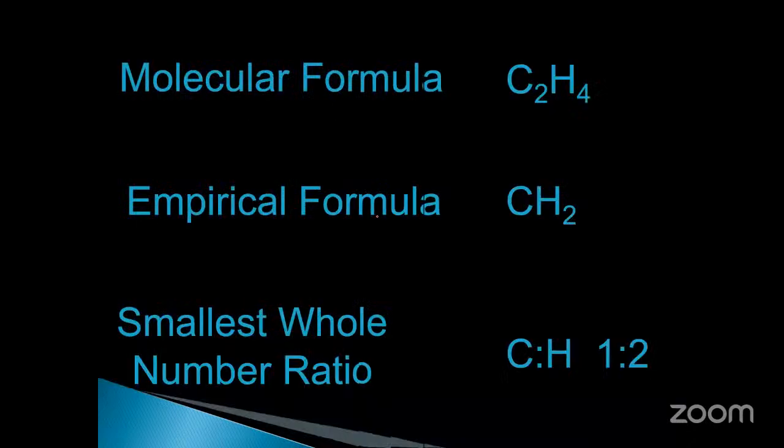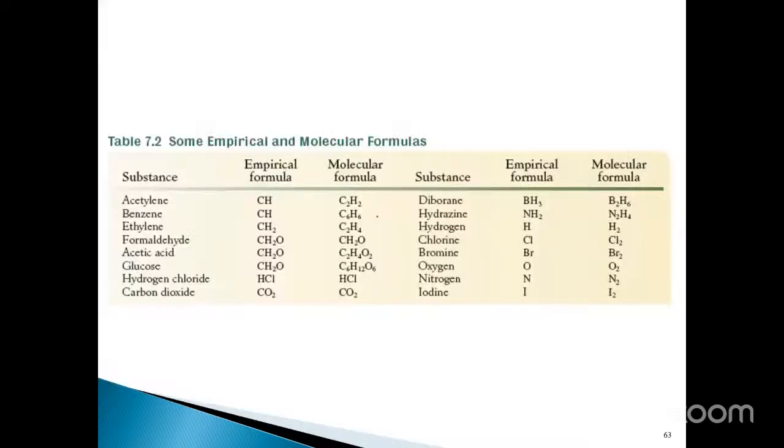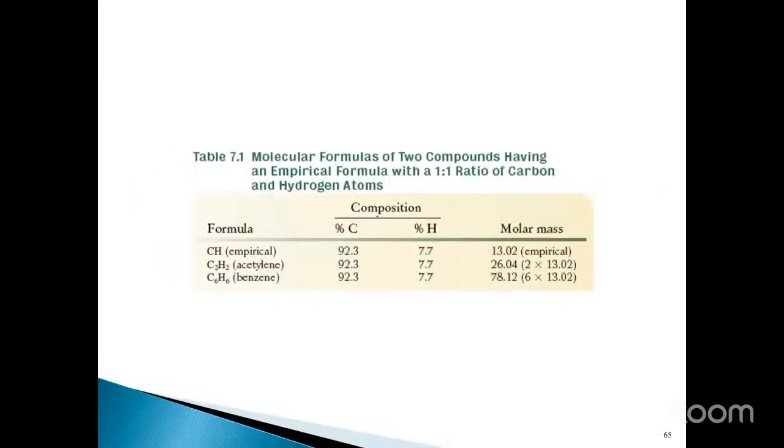Let me just skip all this here. These are just some examples of different compounds, molecular formula and empirical formula. For example, in this case here, this is hydrogen peroxide. The molecular formula is H2O2. What that tells you is that for every molecule of the compound, there are 2 atoms of hydrogen, 2 atoms of oxygen. But the empirical formula is simply HO because it's a 1-to-1 ratio between the hydrogen and oxygen in that case. All right, and these are just some other examples.